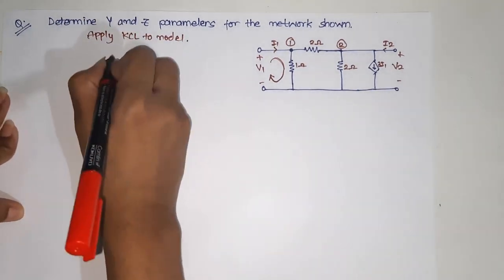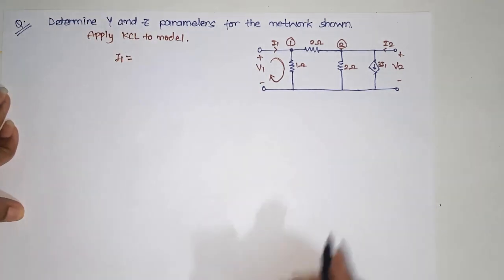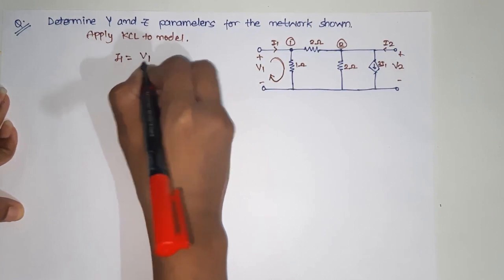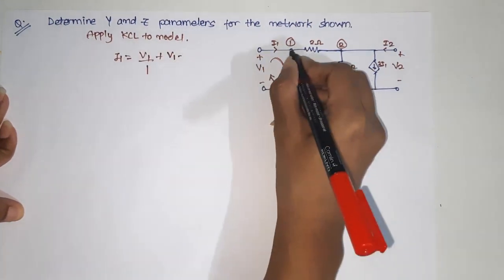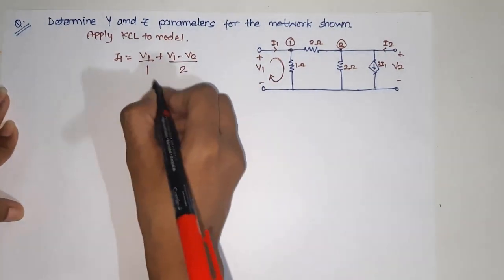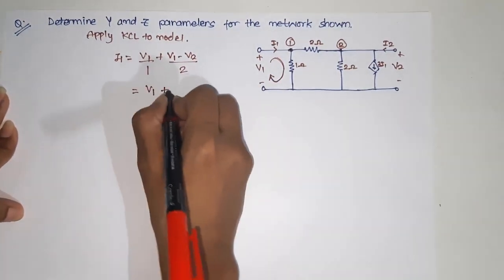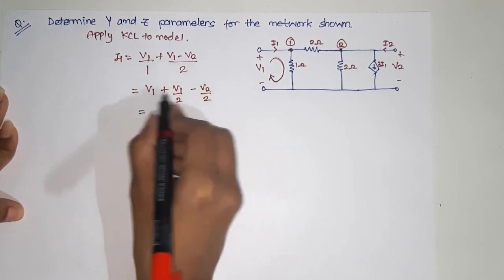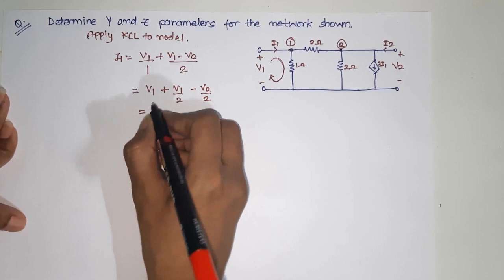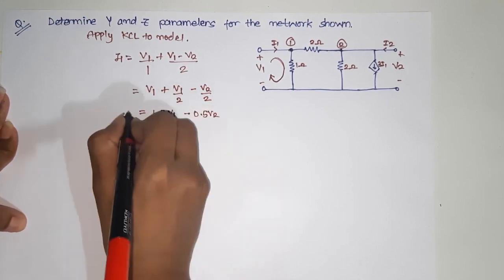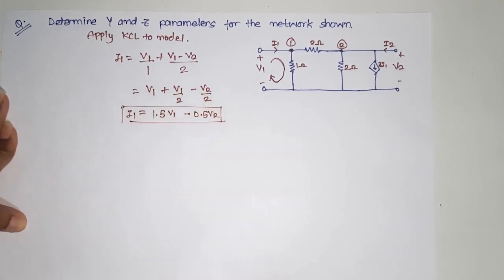Correct? So what we can say is I1 is equal to, right, incoming current is equal to outgoing current. So that is equal to V1 by 1 plus V1 minus V2 by 2, right? So that comes out to be V1 plus V1 by 2 minus V2 by 2. So that is 1 plus 0.5, so that is 1.5 V1 minus 0.5 V2. So this is the equation of I1 that we get.